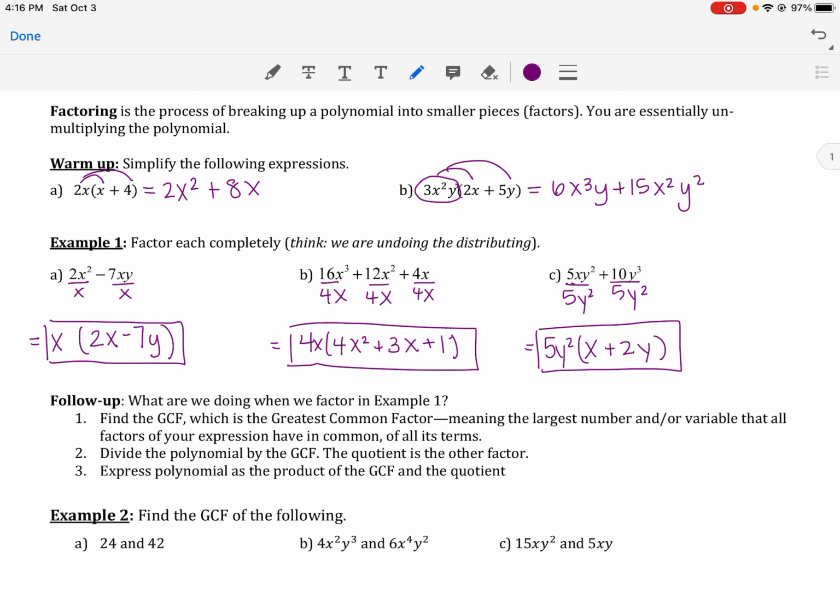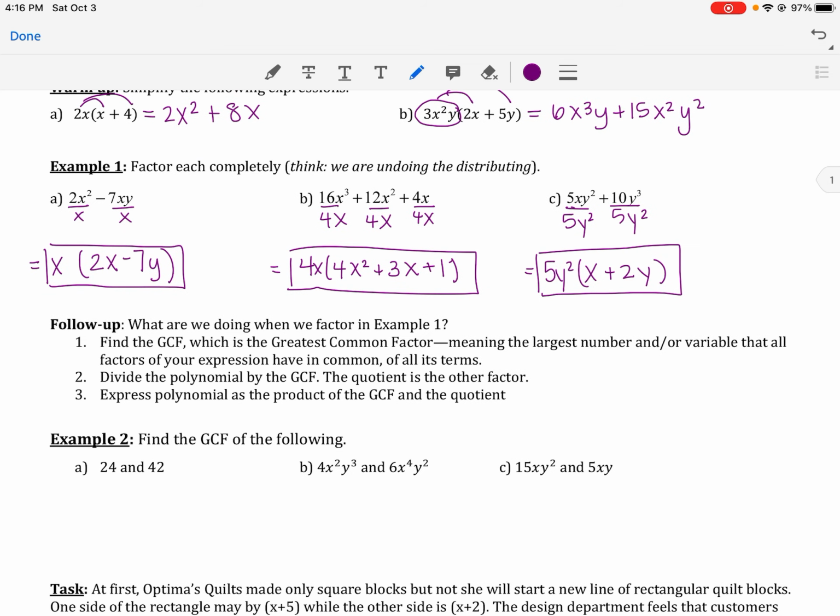So, what did we do here in example 1? To find the GCF, which is the greatest common factor, meaning the largest number and/or variable that all the terms of your expression have in common. So we found the greatest common factor of all its terms. Then we divided the polynomial, which is a fancy way to say each of the terms, by the GCF, and the quotient is the other factor. If it's helpful for you, quotient is a fancy way to say what's left over after division, what's the result after division?